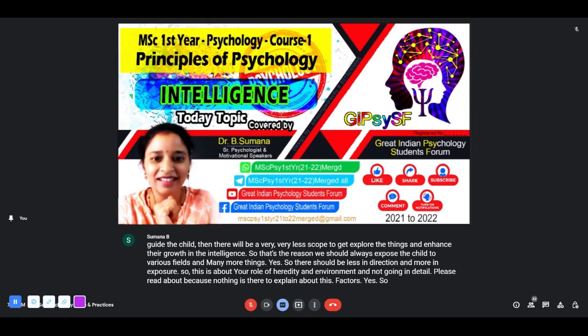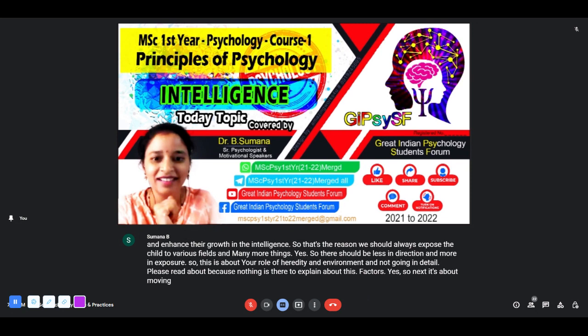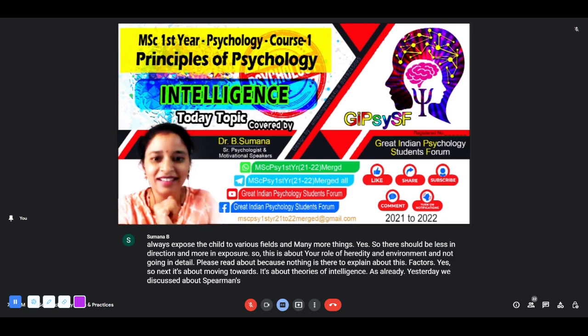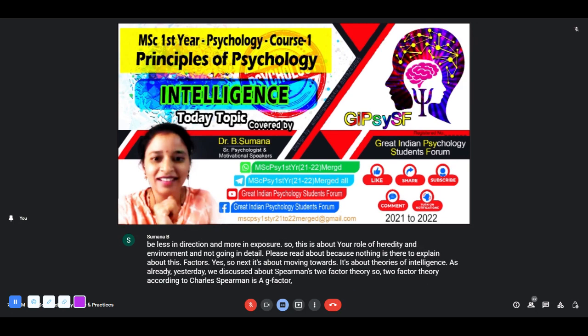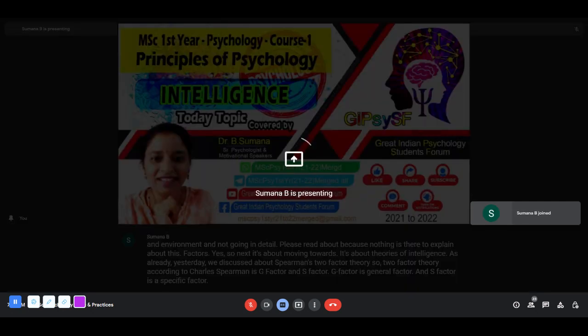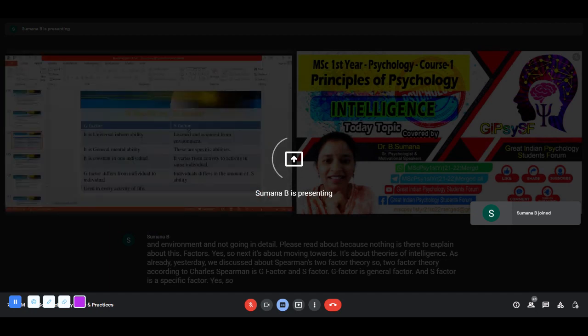Next, we move towards theories of intelligence. As we already discussed yesterday, Spearman's two-factor theory. The two-factor theory according to Charles Spearman is the G factor and the S factor. G factor is the general factor and S factor is a specific factor. So we can have his formula.